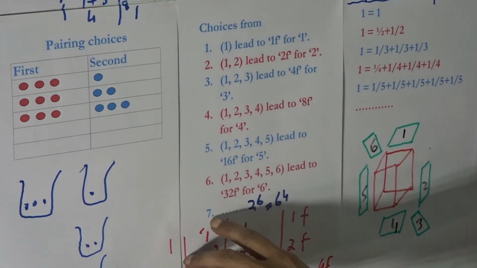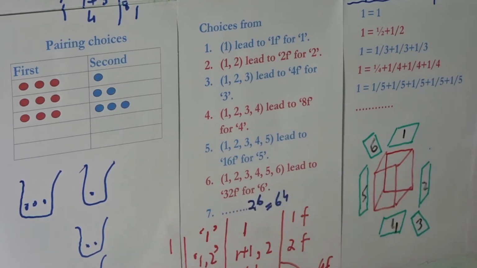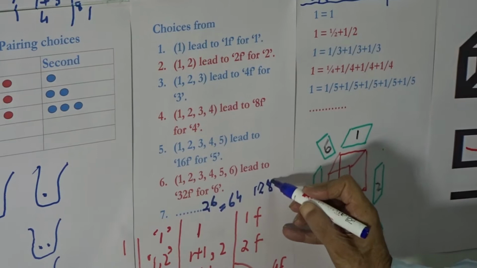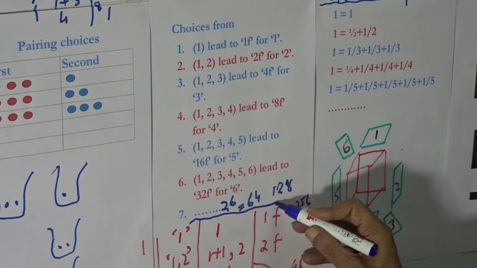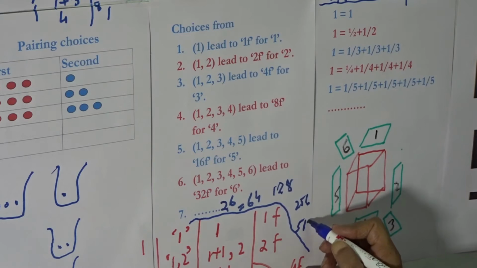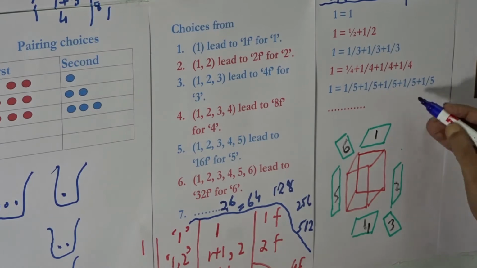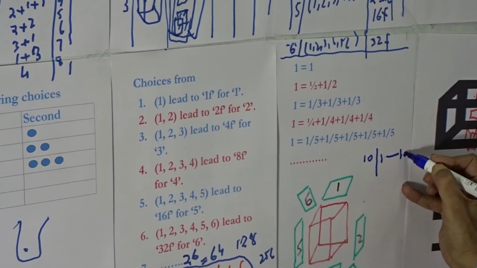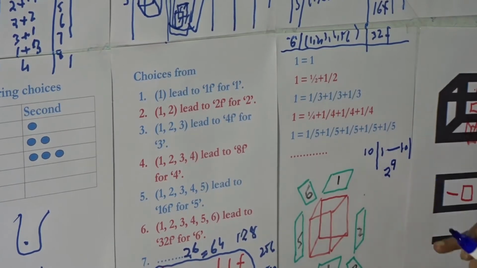64 is going to be the frequency for reaching value 7 by having choices from the range 1, 2, 3, 4, 5, 6 and 7. A step ahead, naturally the frequency will be 128, then 256, and this way we can see that ultimately it is going to be 2 raised to power 9 for reaching value 10. So if we want to reach value 10 by having choices from 1 to 10, the frequency is going to be 2 raised to power 9.